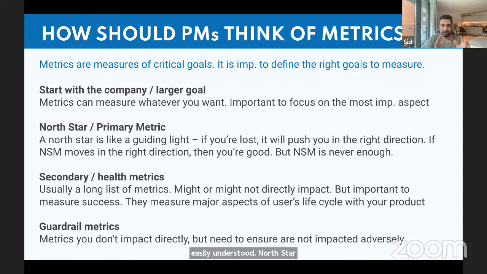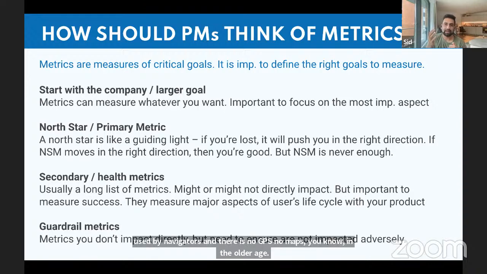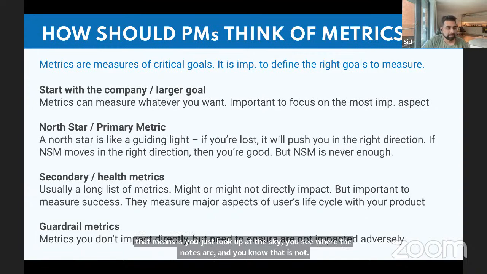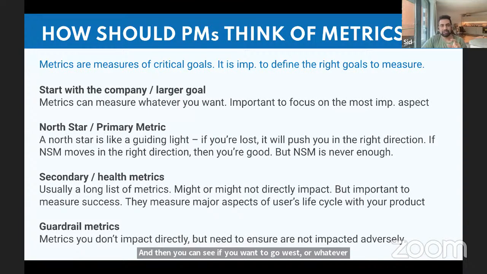Before I talk about the metric, just to help everybody understand how this metric gets the name, North Star is an actual star, which has been used by navigators when there was no GPS, no maps, in the older age, to identify the geographical north of the earth. You just look up at the sky, you see where the North Star is, and you know that is north, and then you can see if you want to go west, east, south, whatever. So in a way, North Star is always your guiding light, right?